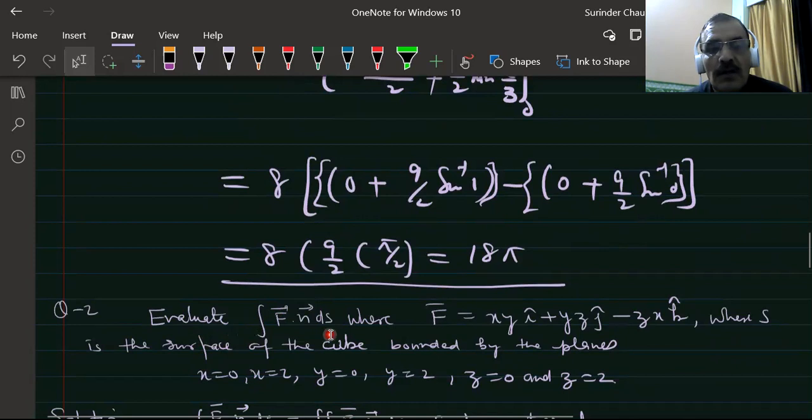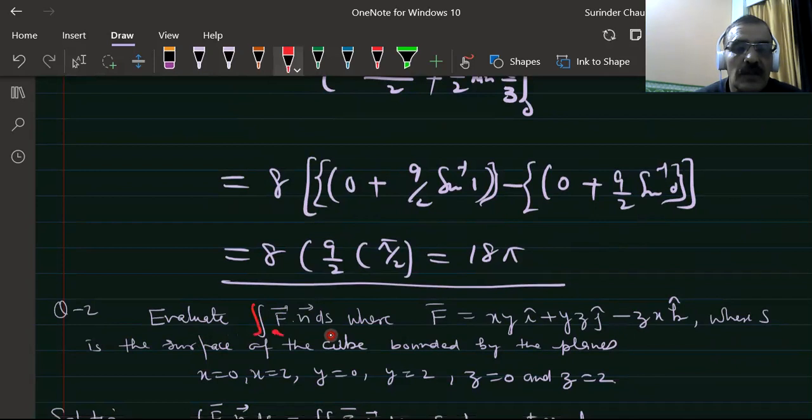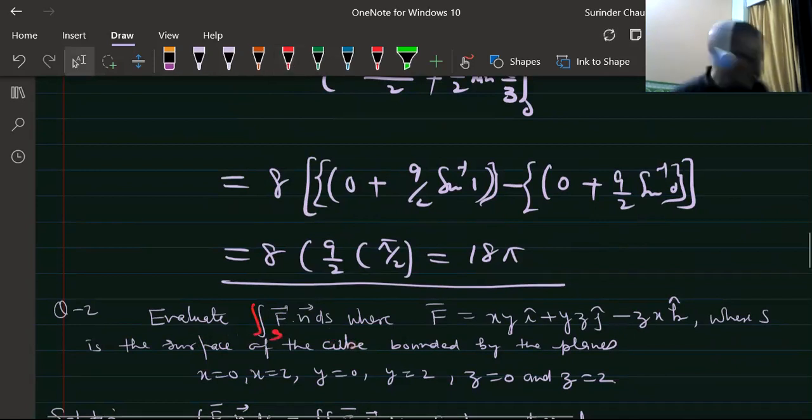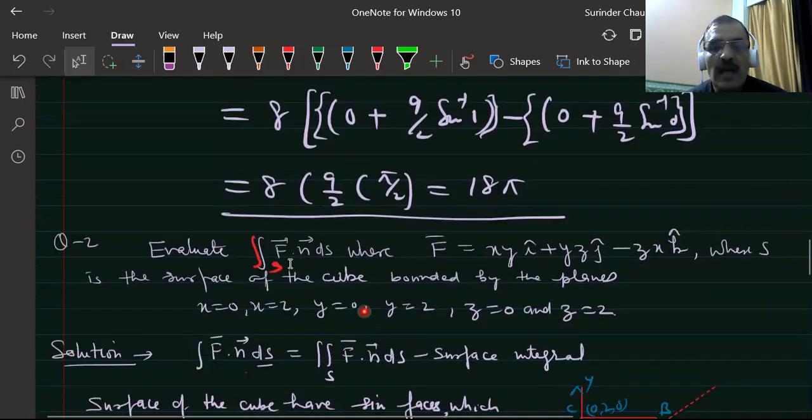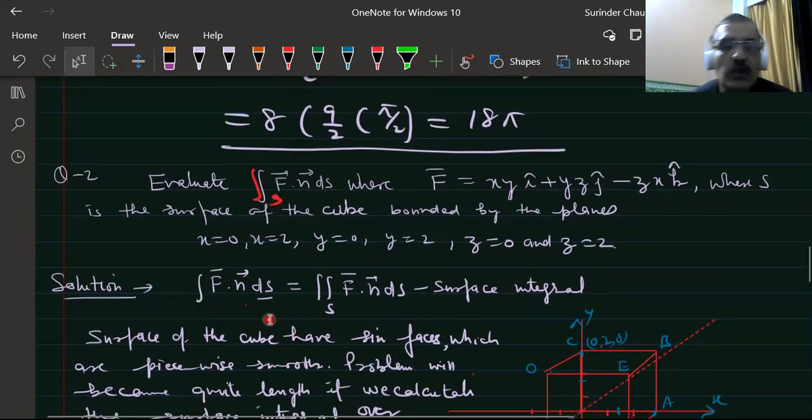Evaluate the surface integral of F dot n vector dS, where F vector is xy i plus yz j minus zx k, where S is the surface of the cube bounded by the planes x equals 0, x equals 2, y equals 0, y equals 2, z equals 0, z equals 2. We are given this. This is a cube, right? Now F is given. We have to calculate the surface integral.